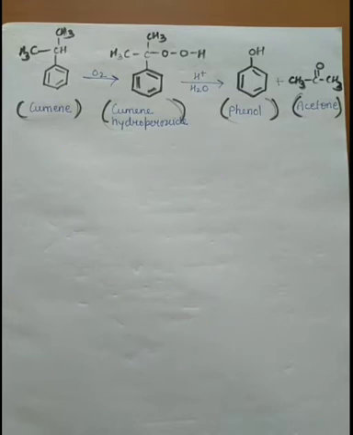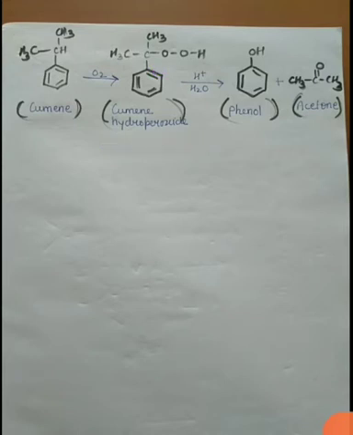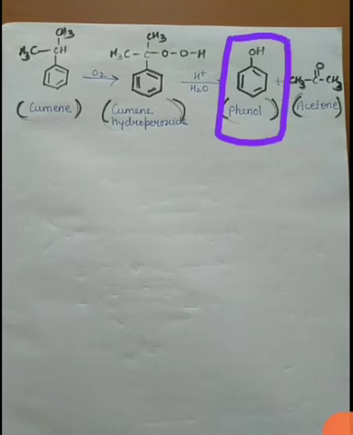Now when it is reacted in the presence of air, it basically means that it will be reacted with oxygen. After reaction with oxygen, it forms cumene hydroperoxide. You can see here this CO and OH linkage is called the hydroperoxide linkage. So cumene hydroperoxide is formed. After this, hydrolysis is done, or you can say acidification, dilute acid is added, hydrolysis is done and phenol is obtained.